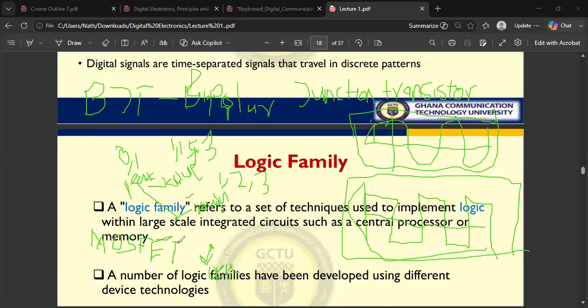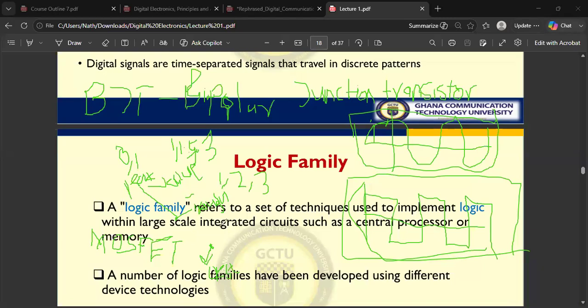So we'll look at them one by one. We'll look at the bipolar transistors, the logic families that are built from bipolar transistors, and then we look at the ones that are built from MOSFET. When we say something is bipolar, it means it has to do with two current carrier states, the positive and the negative. That's basically what bipolar transistor means.